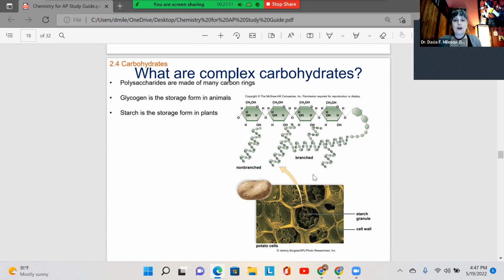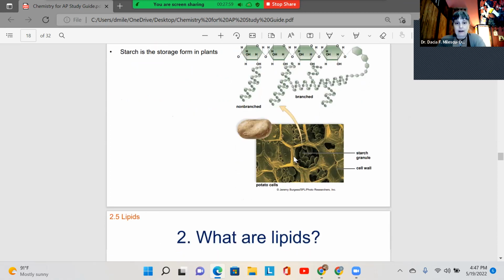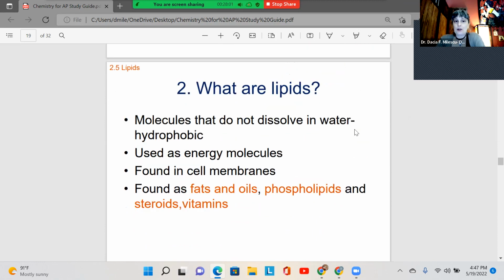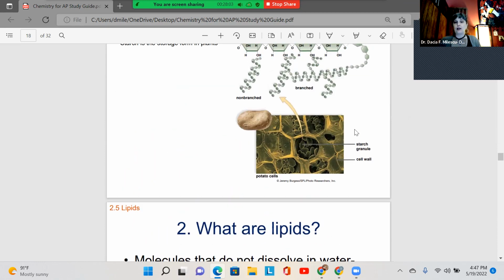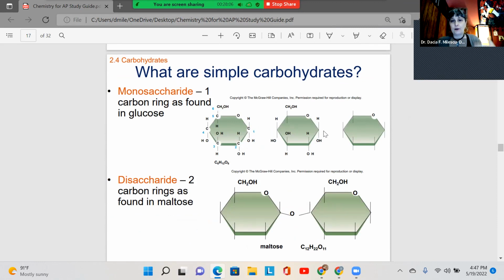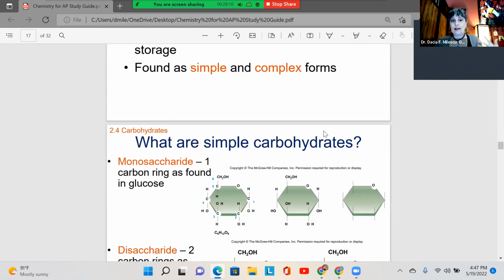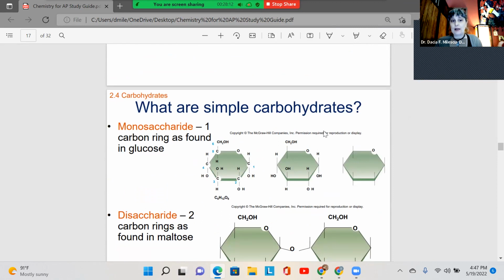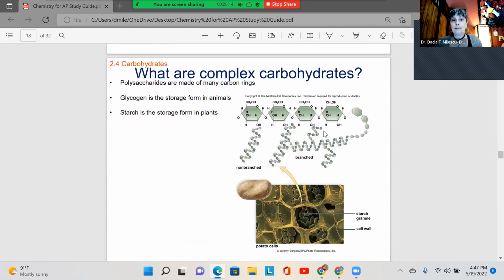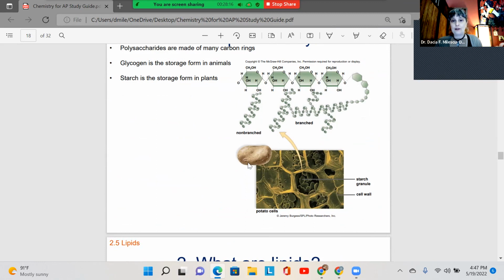Okay, so potatoes are complex carbohydrates, and you can see the complexity of the polysaccharides. Now let's go to lipids. What are lipids? All right, so what did we just learn? Just to circle back so you're not confused. We went over carbs, right? There's simple carbs and complex carbs. Simple carbs were monosaccharides, disaccharides. Complex carbs, for example, are potatoes.